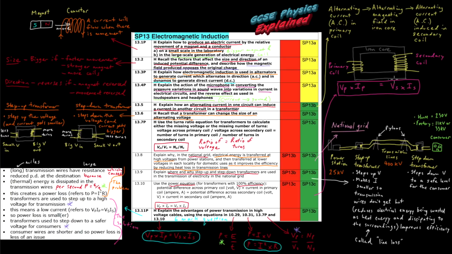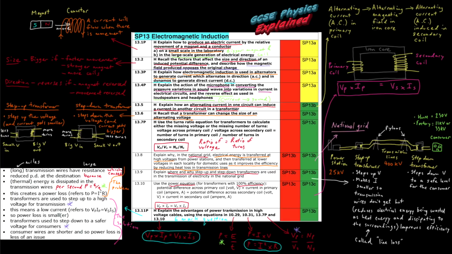But that is only assuming that the transformer is 100% efficient. So they might give you 3 of these things and you've got to work out the 4th. So make sure you can rearrange the equation.